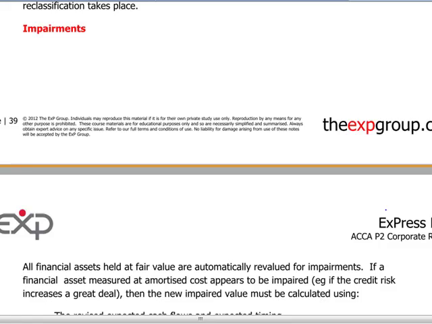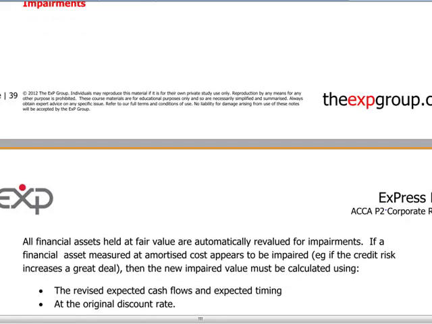Impairments. Remember, assets cannot be carried in the statement of financial position at an amount which is higher than the recoverable amount. Any asset that we keep at fair value is automatically impaired. All the assets which are reflected in the statement of financial position at amortized cost must be tested for impairment if there are impairment indicators.